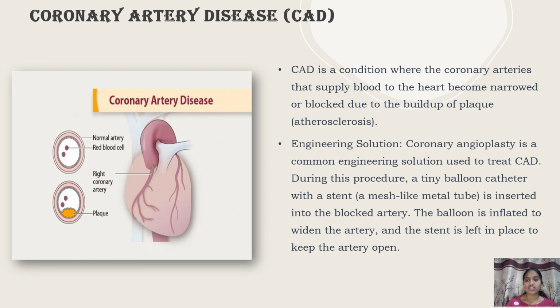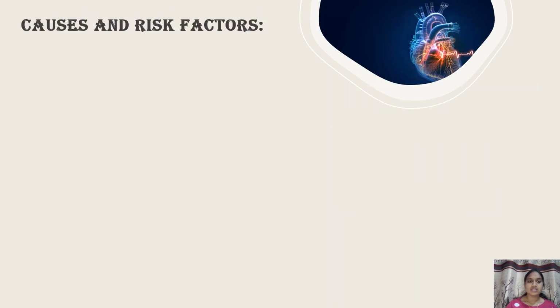What is a balloon catheter? A tiny balloon catheter is a soft catheter with a balloon at its tip, which is used during the catheterization procedure to enlarge a narrow opening or a passage within the body. A stent, what is a stent? A stent is a mesh-like structure which is inserted in the hole of the passage. The balloon is inflated to widen the artery and a stent is left in place to keep the artery open.